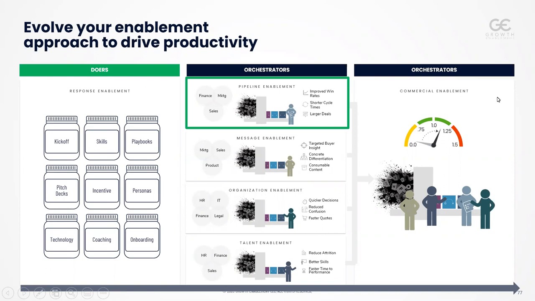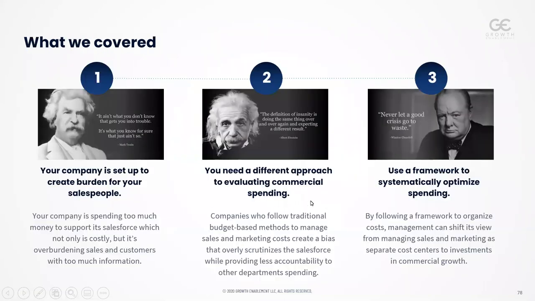This is a phased approach. Maturity level one is dealing with the doer level. I think you've heard me talk about sales enablement before, being the head of broken things. There's a lot of broken jars out there. Then the next is evolving to the orchestrator part. That's what this process helps you catalyze. And then ultimately moving to commercial enablement.